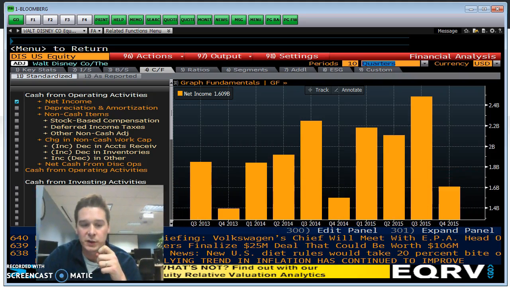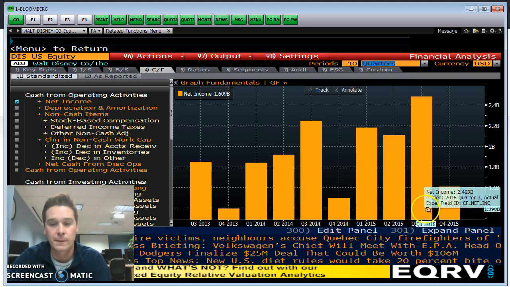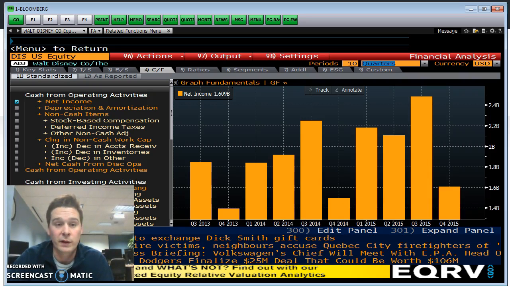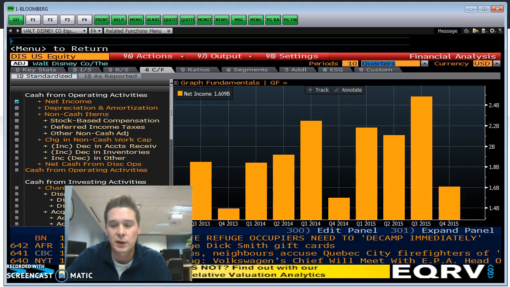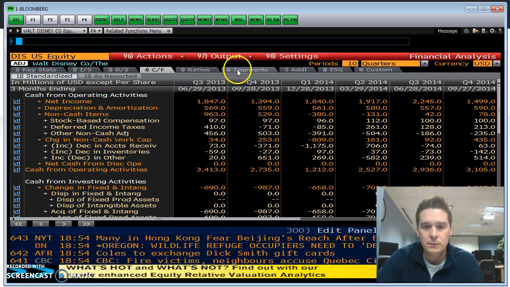I'll move myself over here. So you can see less income in Q4, and then they make a bulk of their revenue in Q2 and Q3. So just an interesting thing about Disney. I don't know why that happens. You'd have to look into it more to figure it out. But we'll go back for now. I also want to show you the segments.